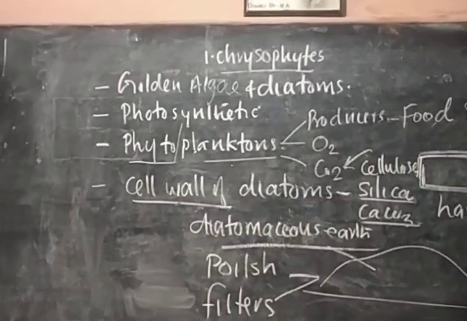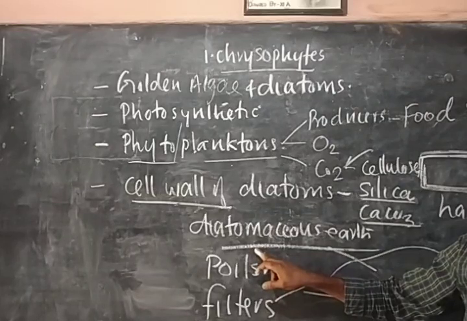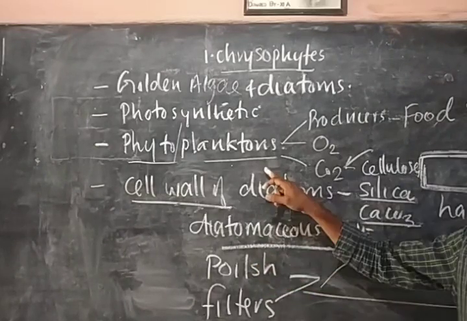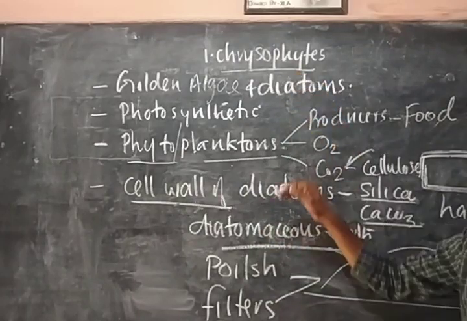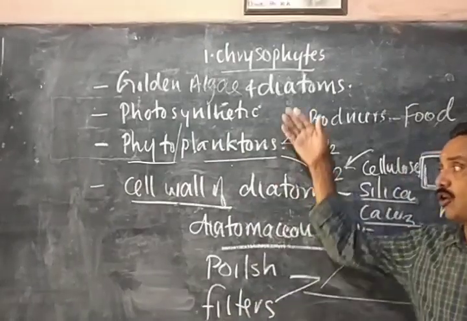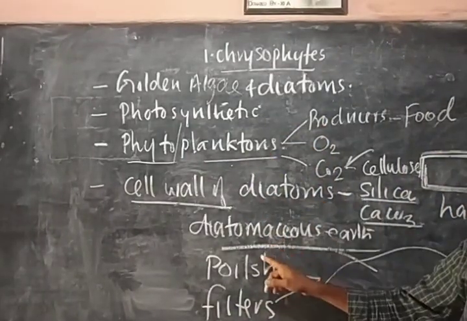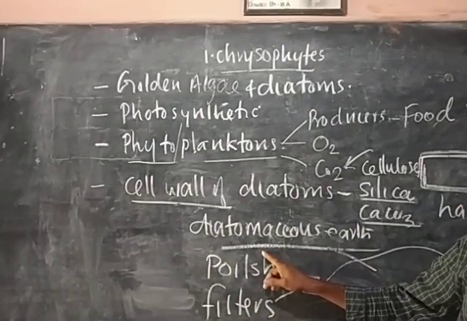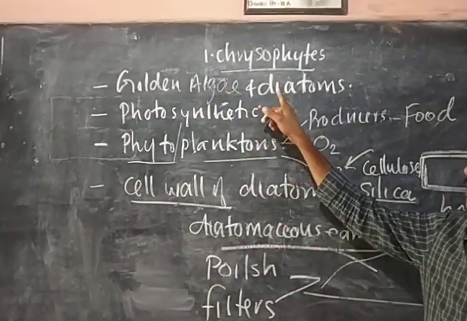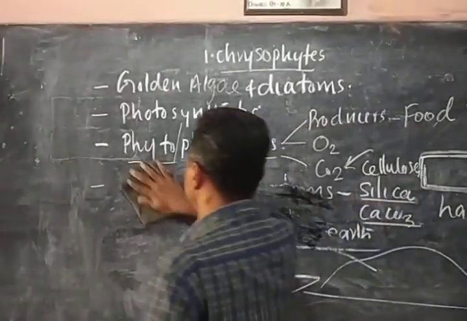Two questions will come. First of all, what are phytoplanktons? Discuss their importance. What is diatomaceous earth? Write its importance. So both are important questions. Write notes on chrysophytes: a question carrying 3 or 4 marks. You have to write all the important things. Remember phytoplanktons and diatomaceous earth. Examples: golden algae and diatoms. I think it's clear for you.